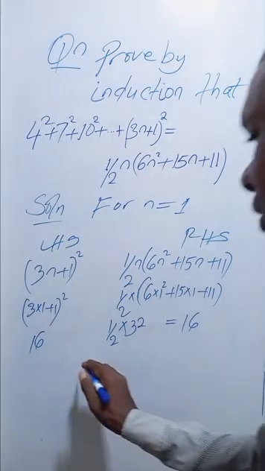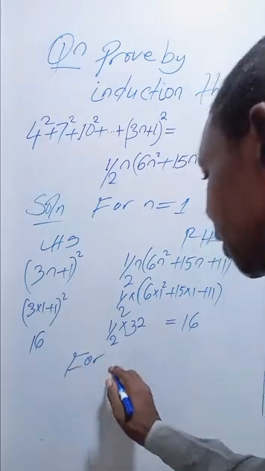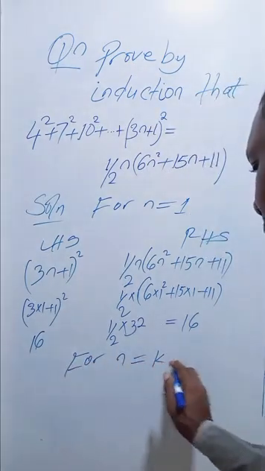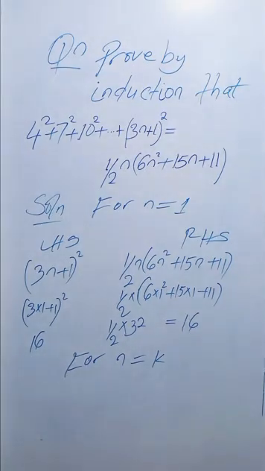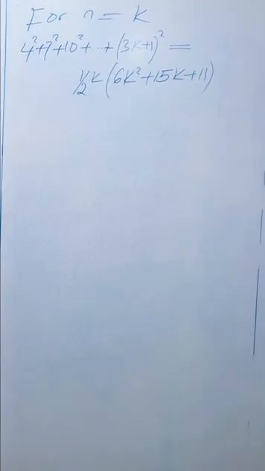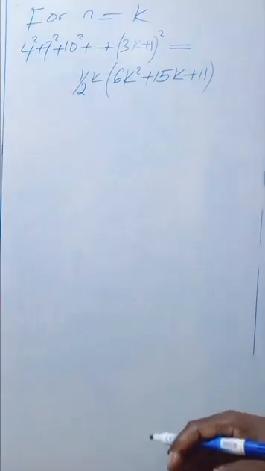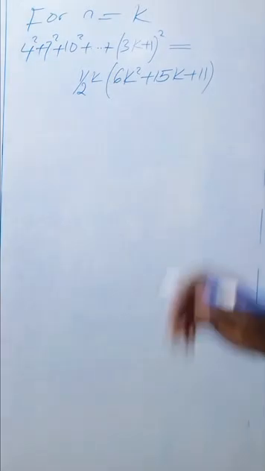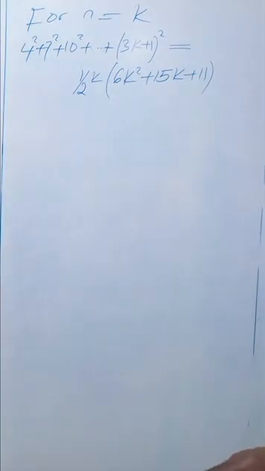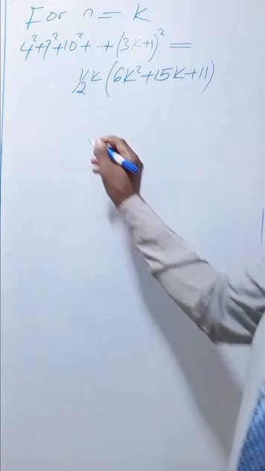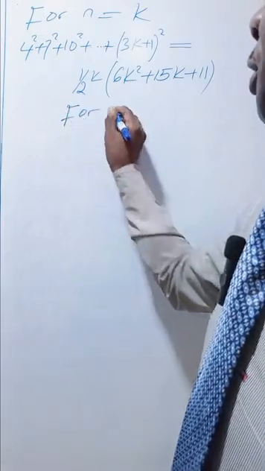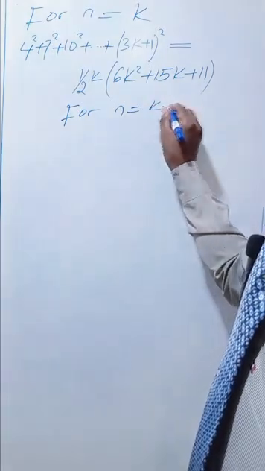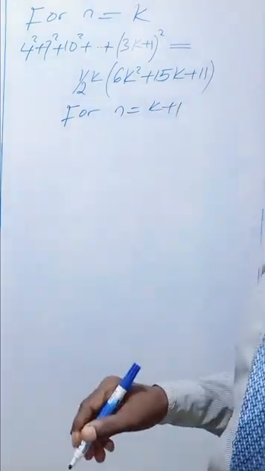Now let us see what happens if n this time around equals k. If n equals k, our statement will become, okay, now there's not much to prove on n equals 1, but our task here is that you're supposed now to check for n equals k plus 1. That is the next term after the last term.